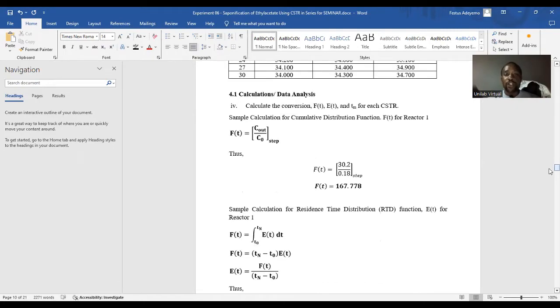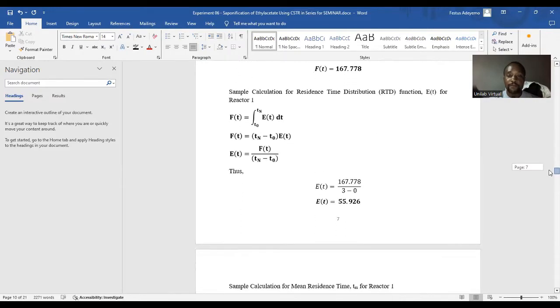We have the sample calculation for the cumulative distribution function, which is F of t for reactor 1, C out over C naught, which is 30.2 over 0.18, giving us F of t equals 167.778. Also, you can see the sample calculation for the residence time distribution function, E of t, for reactor 1.